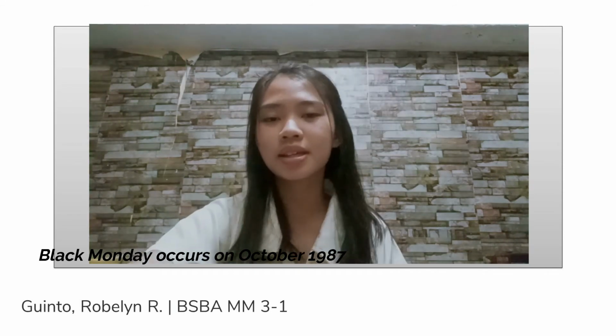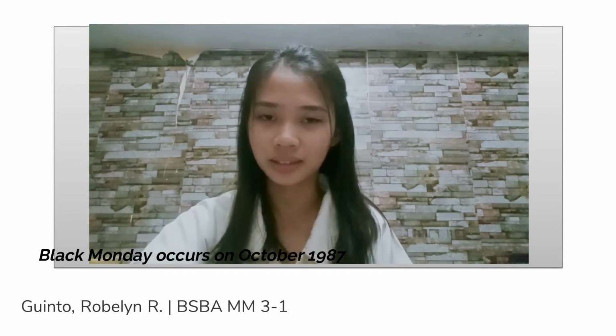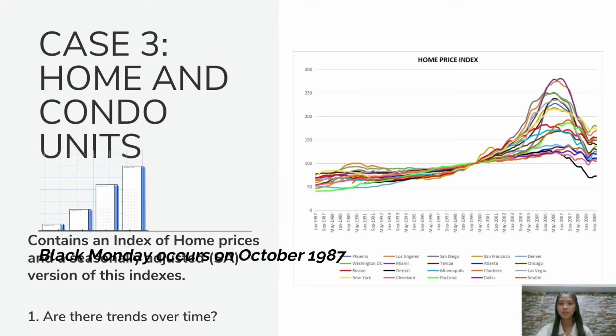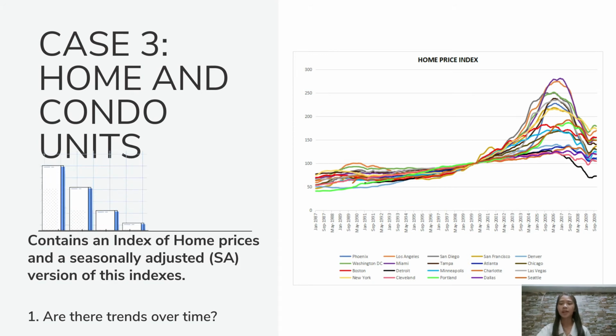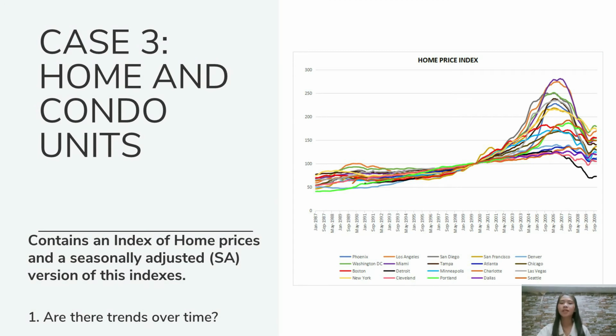So let's proceed to case number 3 entitled Home and Condo Units. In this case, it contains home prices and seasonally adjusted versions of each index. As we can see in the illustration, it plots the different states in the US, the month and the year, which includes the prices of the indexes, and we can see the pattern there, which shows how those prices move through time.